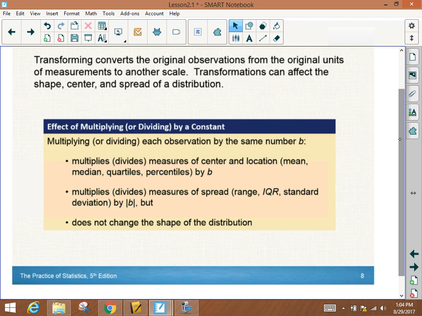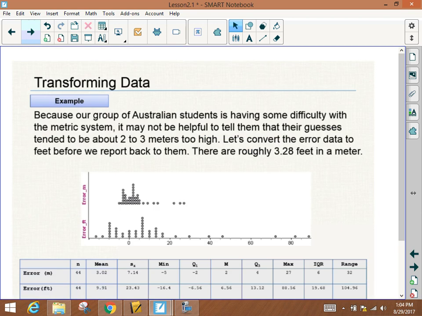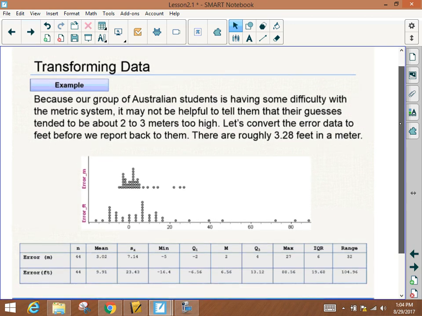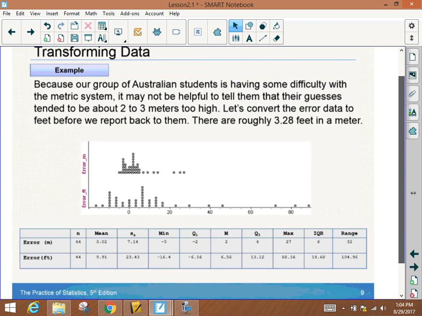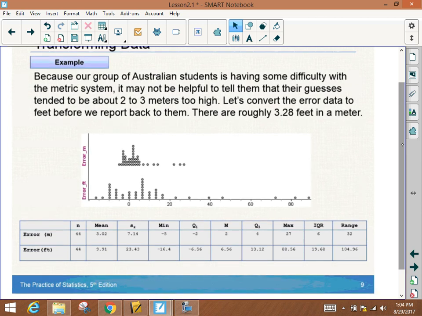Let's look at that. We've got a group of Australian students. They're having some difficulty with the metric system. It may not be helpful to tell them that their guesses tended to be about 2 or 3 meters too high. Let's convert the error data to feet before we report back to them. They are roughly 3.28 feet in a meter. It's for our Australian students. It's a good day for it.